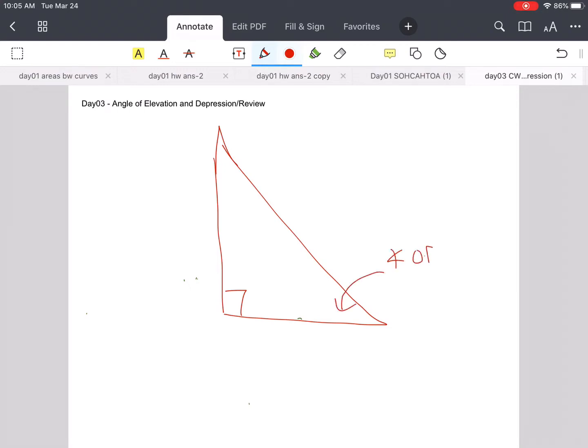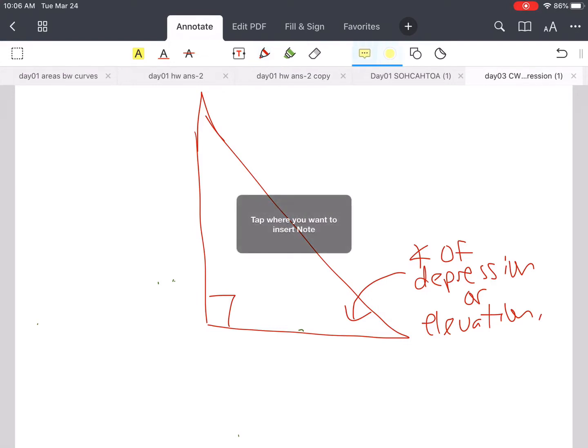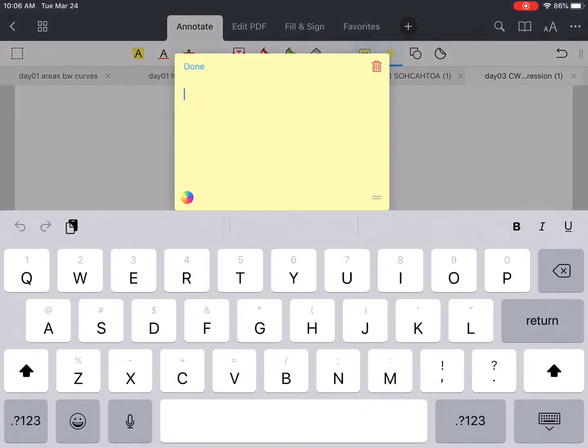Angle of depression or elevation. It's pretty much the same thing. And then a whole bunch of other words that can go on the sides here. So for example, like this one. Ooh, no, I don't want to do that.